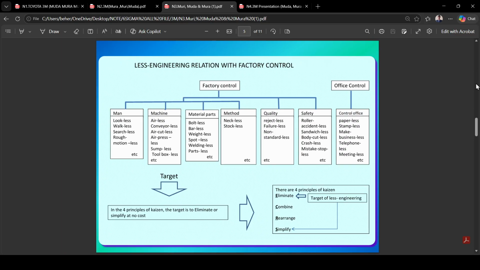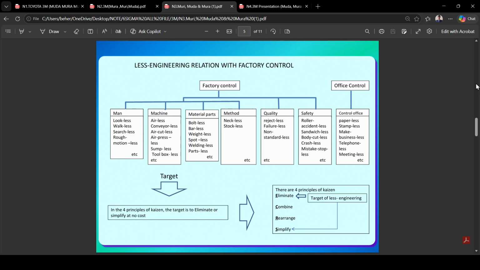This picture also shows lean engineering in relation with factory control. Factory control, and another one is office control. In factory control, the main things are technology, man, machine, material, method, quality, safety. These you will control, meaning everything you will control. Man means look-less, work-less, search-less, motion-less, etc. Machine means measurements-less, conveyor-less, air-cut-less, air-press-less, tool-box-less, etc. Material parts means border-less, bar-less, weight-less, spot-less, welding-less, part-less, etc.